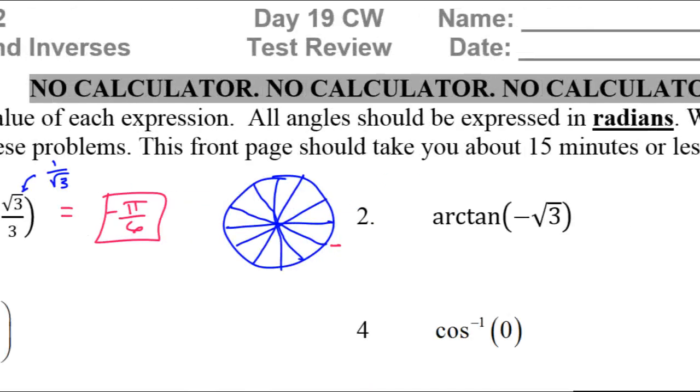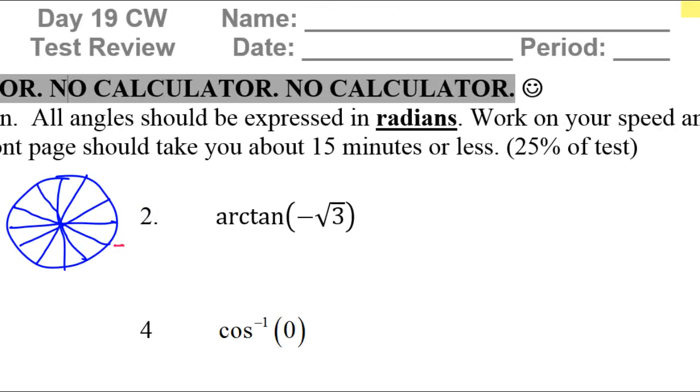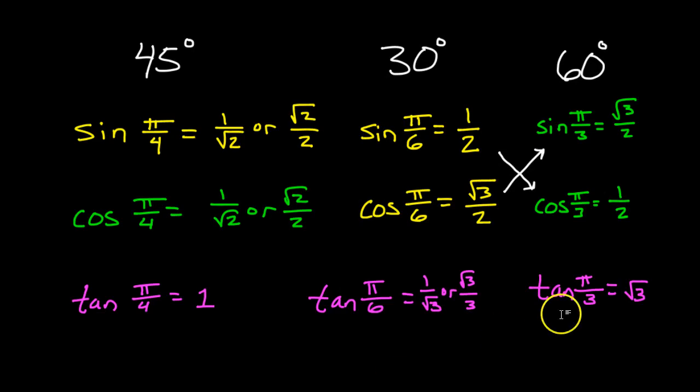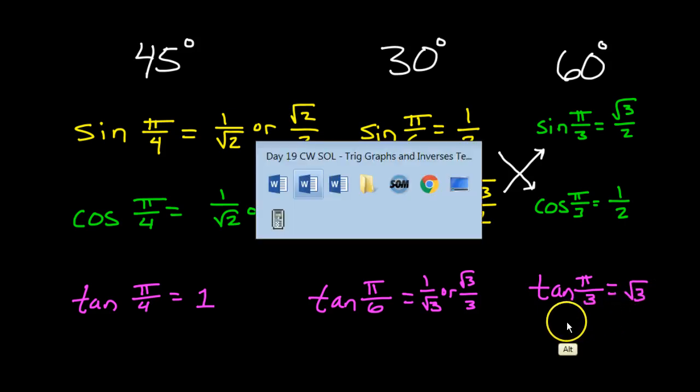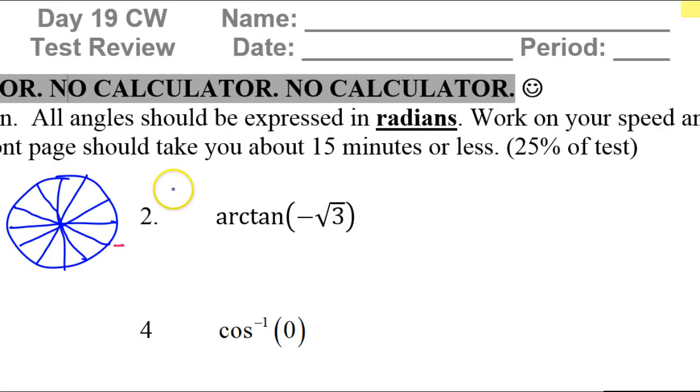All right, moving on. Number 2, arctangent is the same thing as inverse tangent. So arctangent is just an angle. It's the angle whose tangent is negative radical 3. Forget about the negative for a second. What angle has a tangent of radical 3? Well, that's one of those things we should have memorized. Pi over 3. Tangent of pi over 3 is radical 3. That tells me the reference angle for sure. So the reference angle is pi over 3.